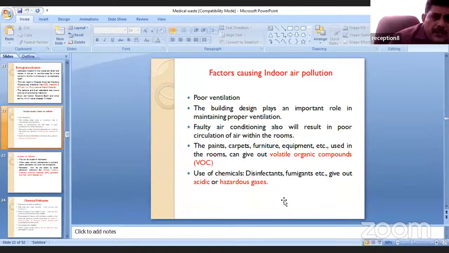Right. Factors causing indoor air pollution, I mean inside a campus, institution, research station, or laboratory: the main reason is poor ventilation. Poor ventilation leads to severe pollution in such closed areas. Building design also plays a major role, and a faulty air conditioner is also a main reason. And when we use chemical disinfectants and fumigants in a closed area, they emit acidic and hazardous gases into the air. Therefore, that air is not suitable for respiration.